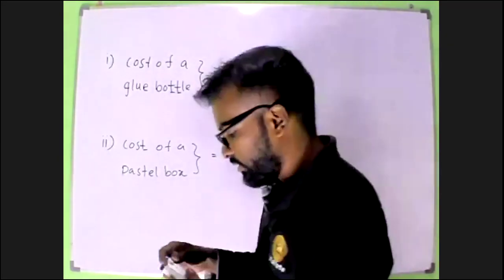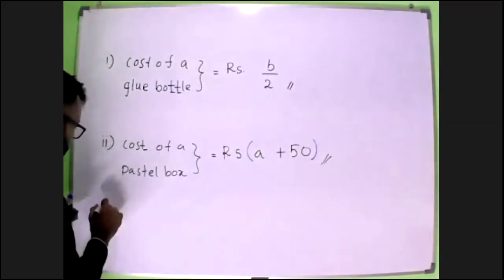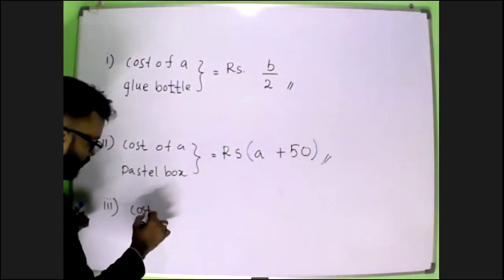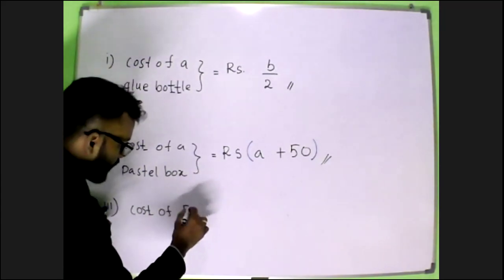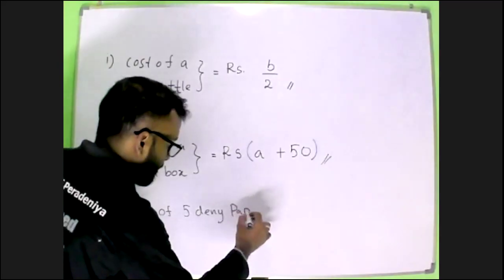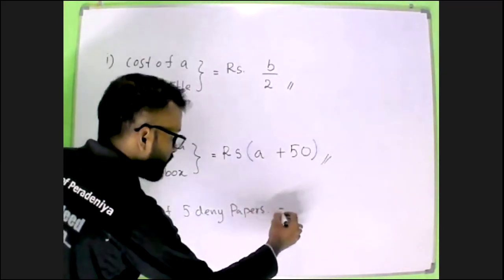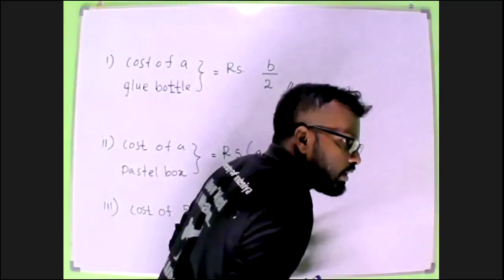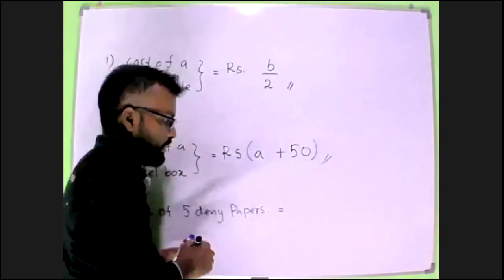So let's write the third one. Cost of 5 drawing papers equals, what is the cost of one drawing paper? It is A rupees.